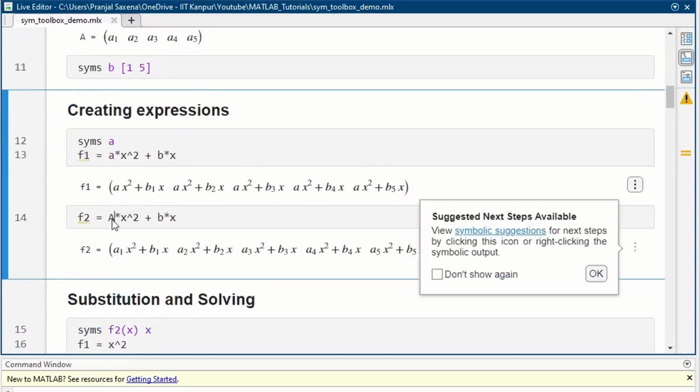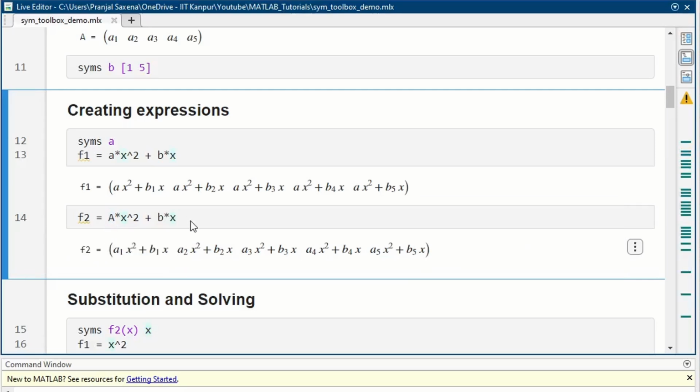Similarly, if I multiply capital A instead of small a, capital A, if you remember, was 5 variables. Now instead of having all the same a's, it will have different a's. So a1x squared plus b1x, a2x squared plus b2x, a3x squared plus b3x, and so on.